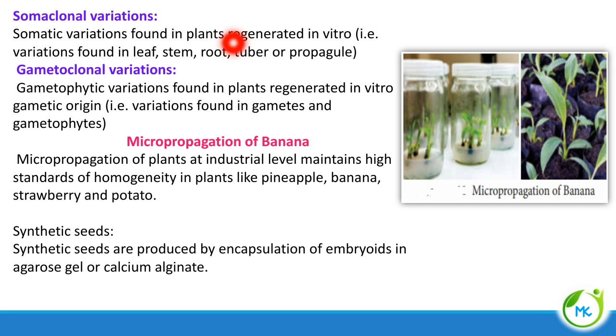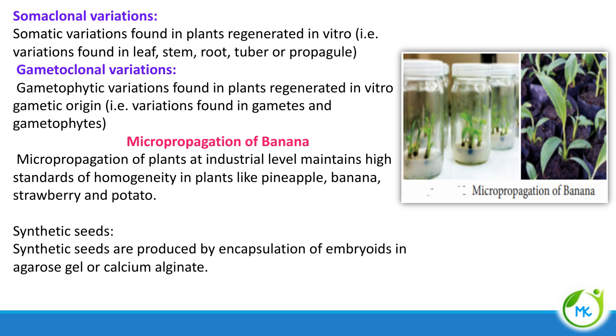So these variations are found in plants regenerated in vitro. In vitro means not in the field. Okay, it is created in the lab. That is the variations found in leaf, stem, root, tuber or propagule. And gametoclonal variation is nothing but the variation found in plants regenerated in vitro in their gametic origin. That is, variation is made in the gametes.